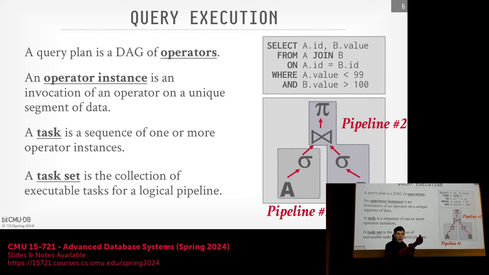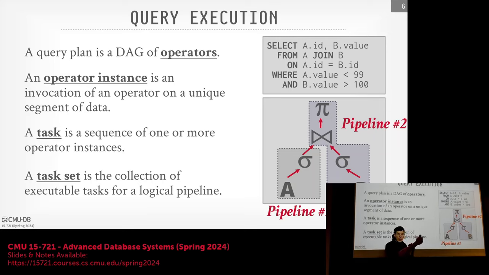But I could have just done the scan on A and then filter it, materialize the output, scan on B, filter it, materialize the output, and then have these be two separate pipelines. And then a third pipeline could be, okay, let me actually do the join. That would actually be slow, because you're basically writing a bunch of data between these pipelines, where it's better to do a pipeline that tries to get all the way to the top.